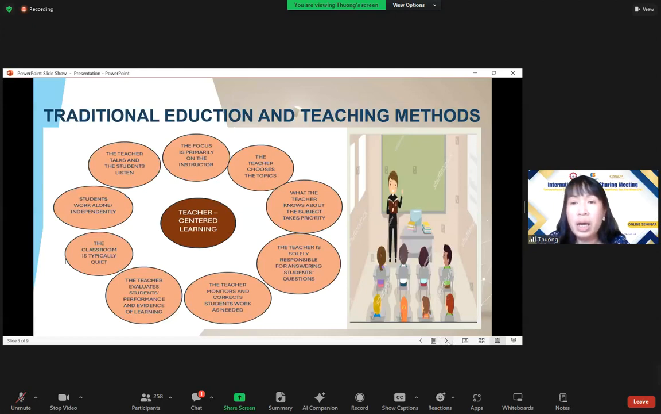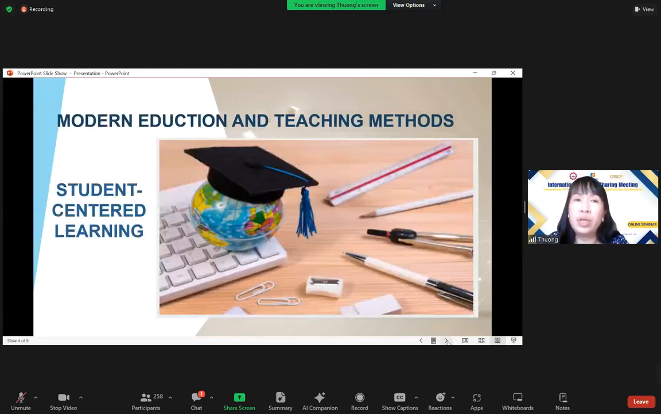And that's why we move to modern education and teaching methods. In the modern education and teaching methods, the teacher also plays a very important role. However, the students will be the center of the class. And I want to tell you about some improvements at my Hue University of Economics on how to apply the modern education and teaching methods.